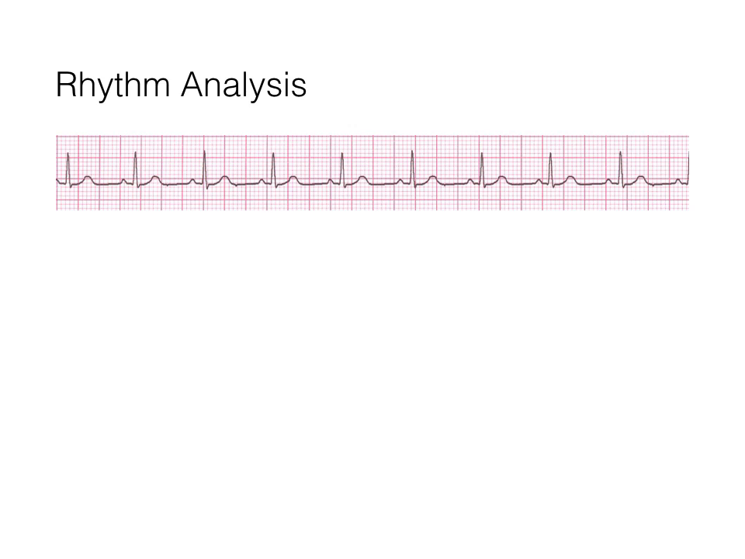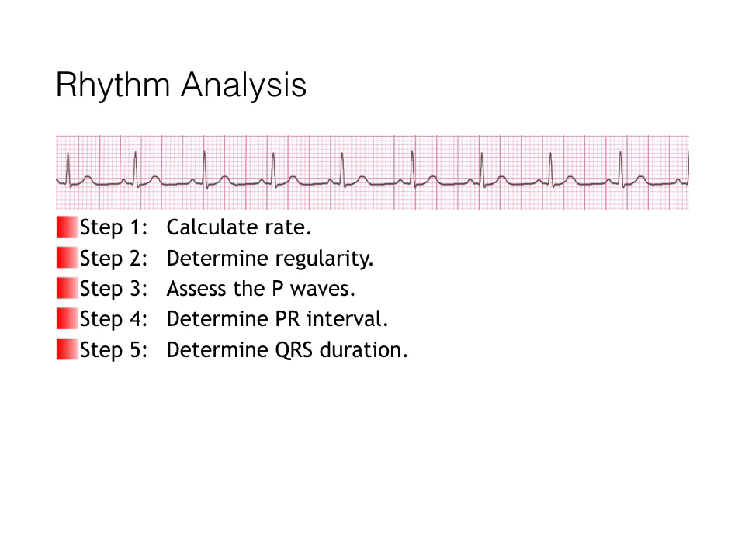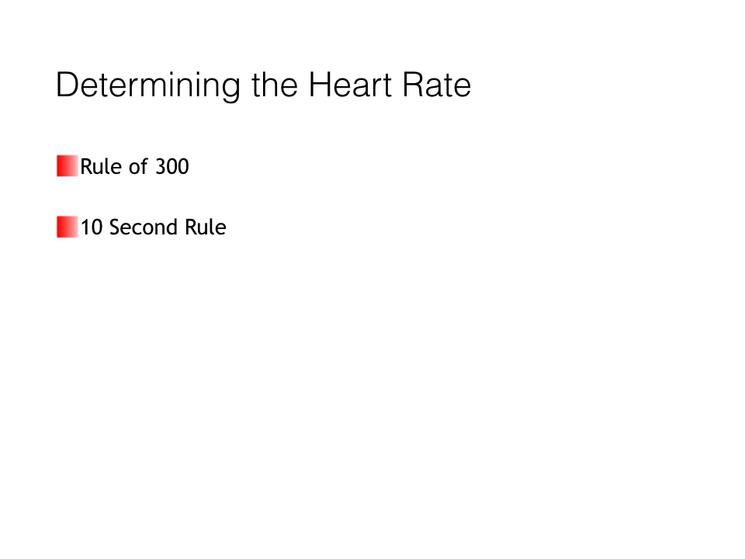From here, we will learn to analyze the ECG. First of all, we will talk about rhythm analysis. It should be done step by step. In step 1, we calculate the rate, then the regularity, then assess the P waves, then determine the PR interval, and finally determine the QRS duration. For determining the heart rate, there are two methods: the rule of 300 and the 10-second rule.